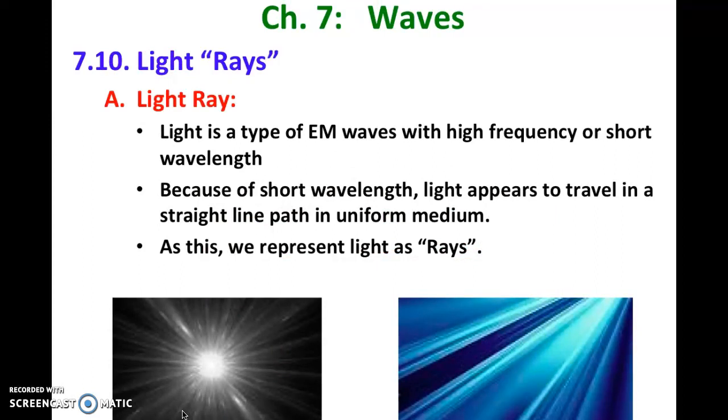Light usually refers to visible light. It is a type of electromagnetic wave with high frequency or short wavelengths. Because of short wavelengths, light apparently travels in a straight line in a uniform medium. Because of this, we usually represent light as rays.